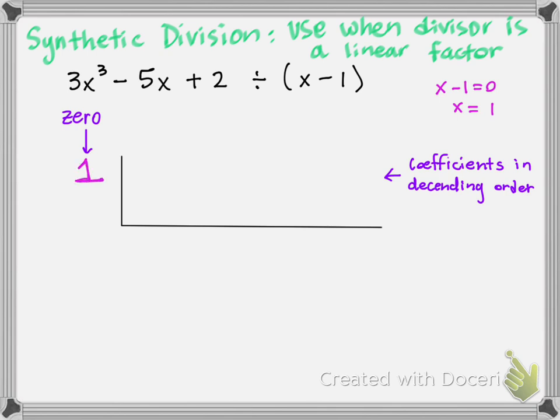Then I'm going to set up the coefficients in descending order. So we have 3. Remember, above it, you can think of it like being x cubed above here. Then we have 0x squared, so we're going to put 0 in the x squared column. And then we have an x, so we can put negative 5 here. That's in the x column. And then we have a number, which is 2, and we can put that in the x sub 0 column.